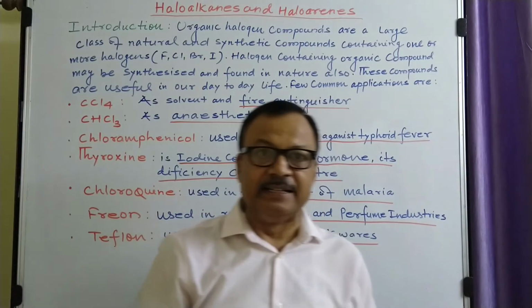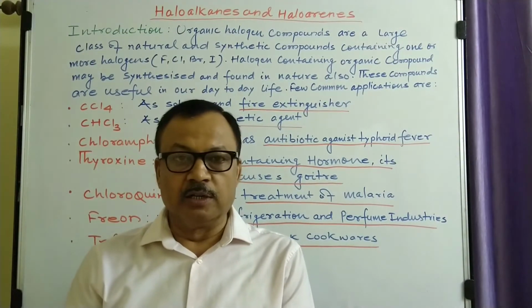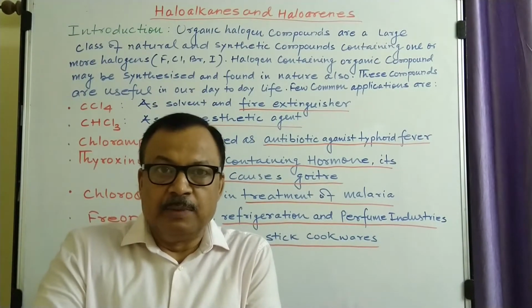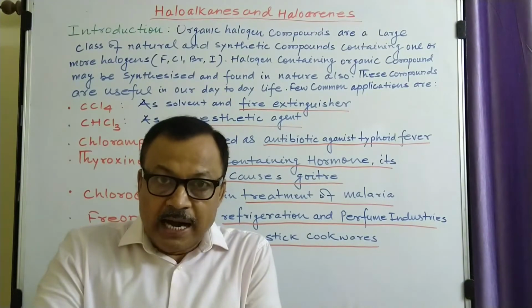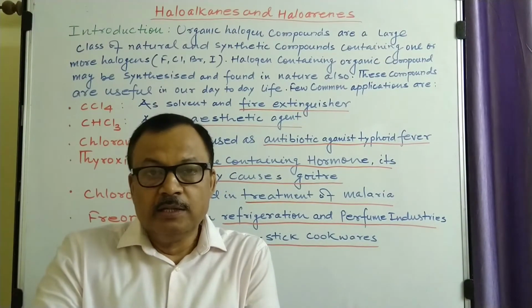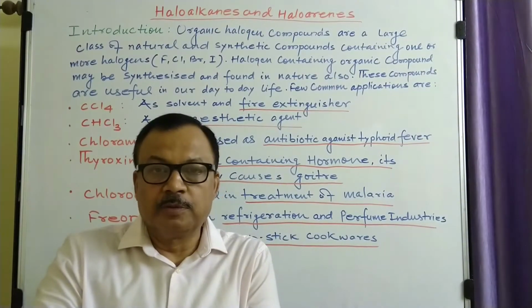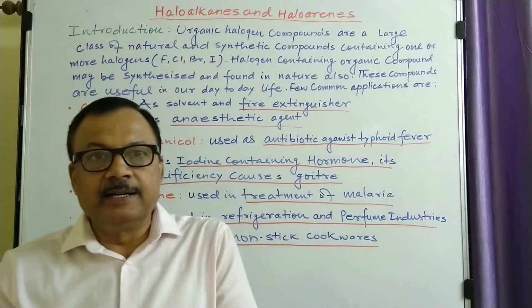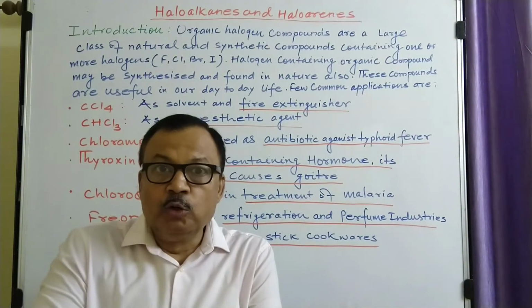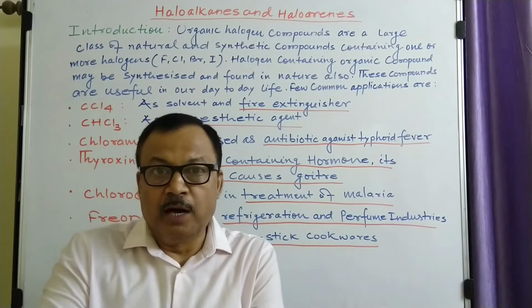In the case of haloalkanes, when one hydrogen atom is replaced by a halogen, monohalo compounds are formed. If two hydrogen atoms are replaced by two halogen atoms, dihaloalkanes are formed. Similarly, trihaloalkanes and tetrahaloalkanes are formed. Monohaloalkanes are like chloromethane and chloroethane. 1,2-dichloroethane is a dihalogen derivative compound.